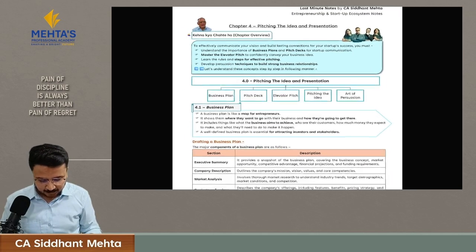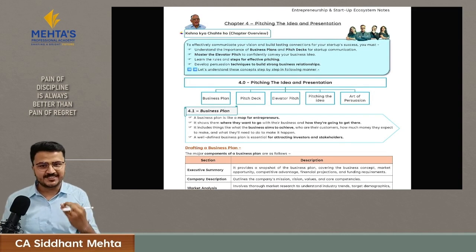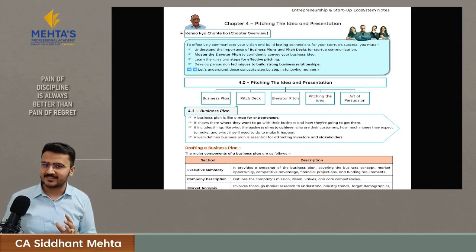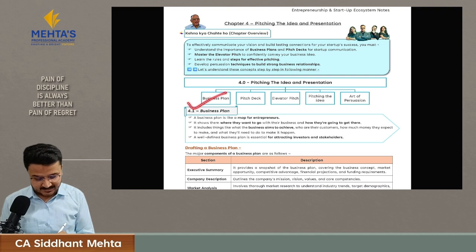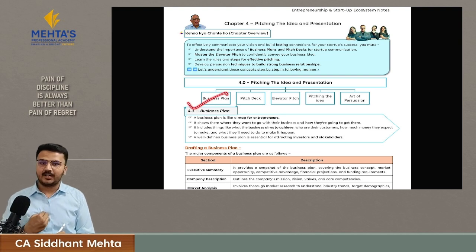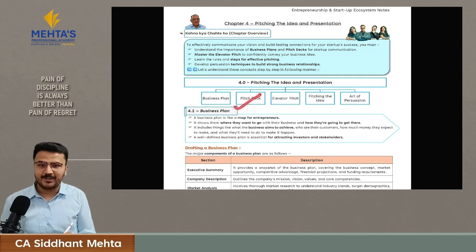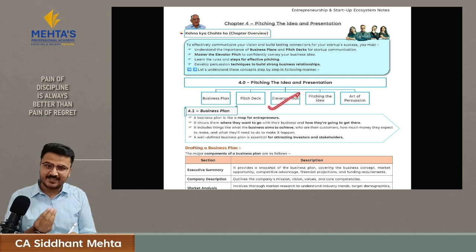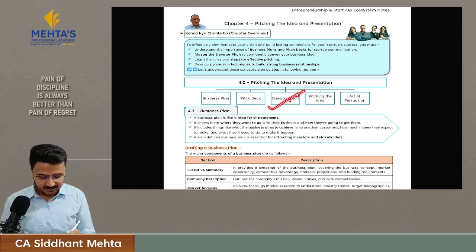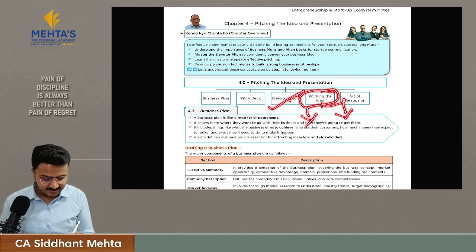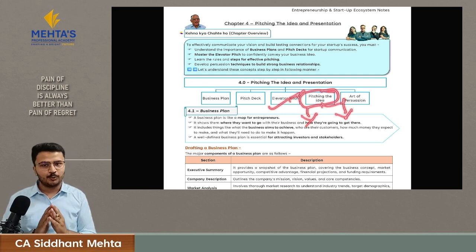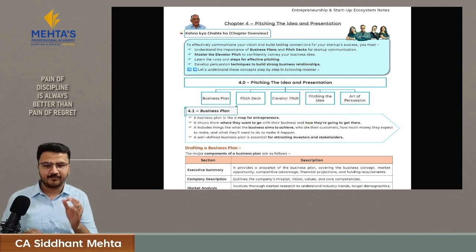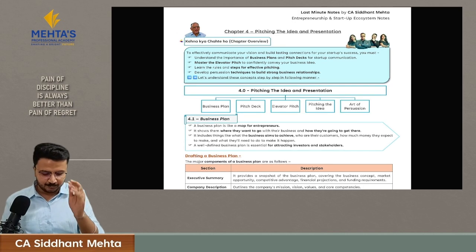In chapter number 4, we will understand how to pitch the idea to the investors or to the customers. So here we will understand about the business plan which should be ready with the entrepreneur for pitching to the investor. Then how to prepare your PPT, that is pitch deck. Then how you should present your pitch, that is elevator pitch. And if you're presenting your pitch to the customers, if you're presenting it to the investors, what all things it should cover. So all the things regarding pitching your idea will be covered in chapter number 4.